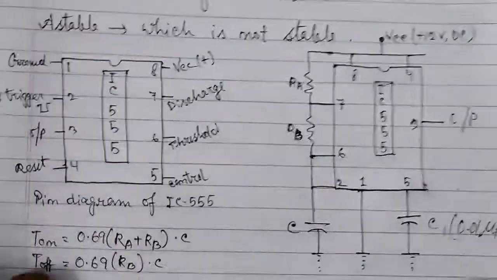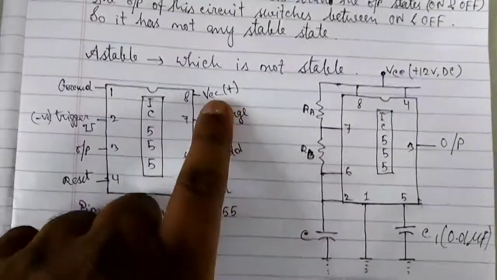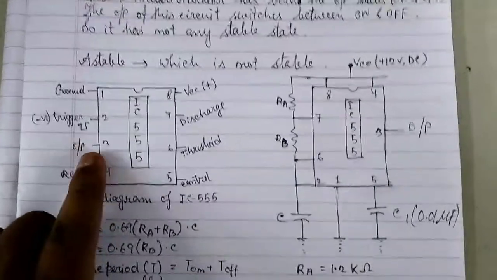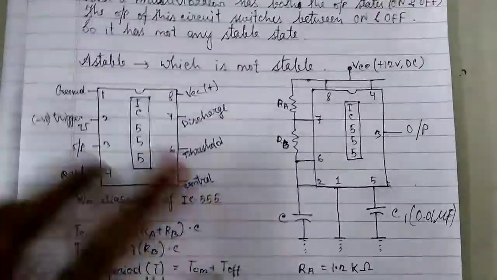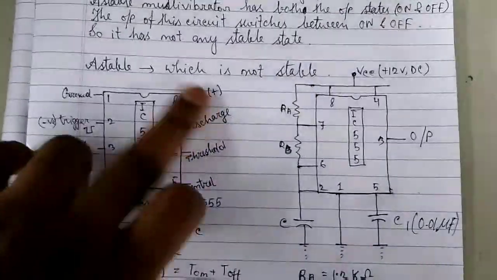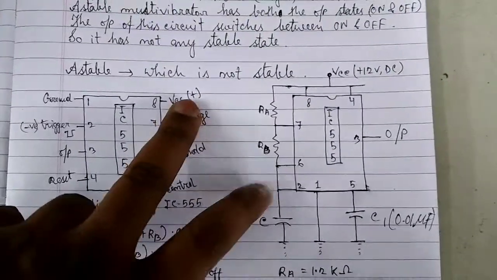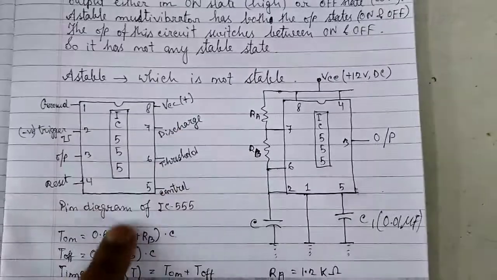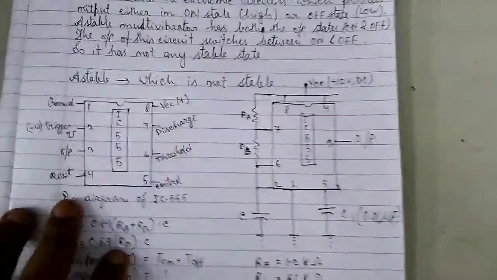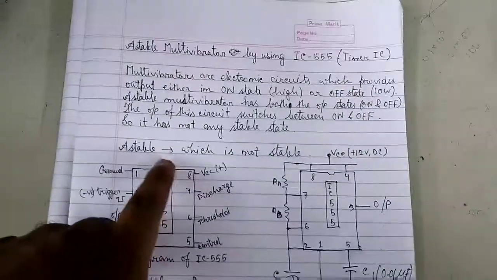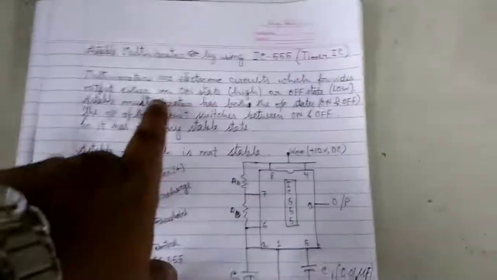One thing notice here, we only apply positive DC supply in this IC. In op-amp we need positive and negative both type of DC supply, but in 555 IC we apply only positive DC supply, no negative supply is needed. So this is the pin diagram, and this is the circuit diagram of astable multivibrator.